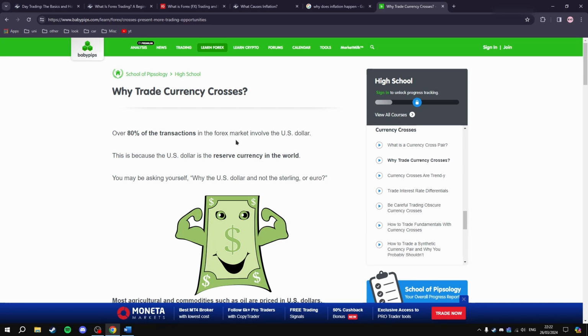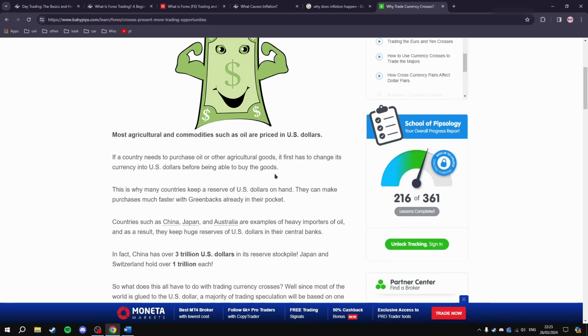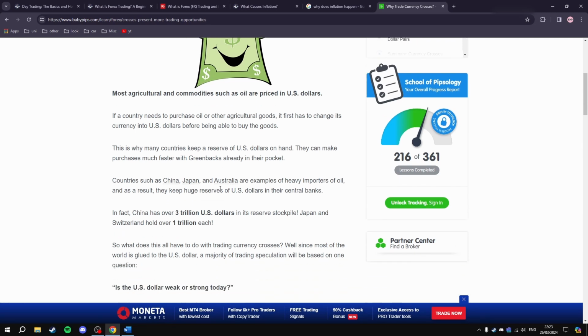You may be asking yourself why the US dollar and not the sterling or euro. Most agriculture and commodities such as oil are priced in US dollars. If a country needs to purchase oil or other agricultural goods, it first has to change its currency into US dollars before being able to buy the goods. This is why many countries keep a reserve of US dollars on hand. They can make purchases much faster with greenbacks ready in their pockets.